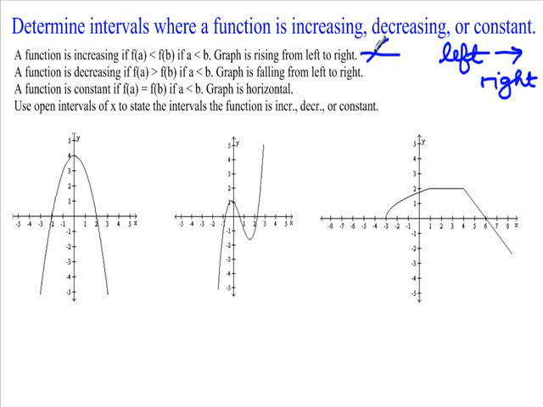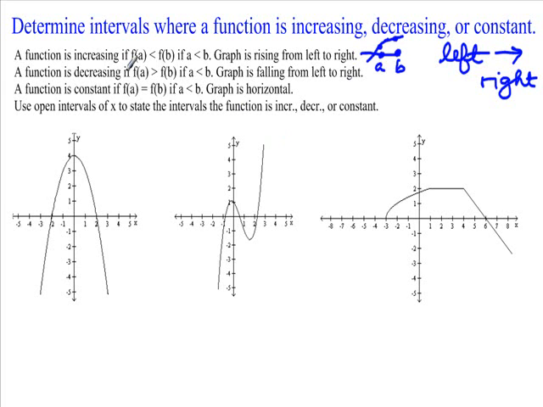So if you think about it, here's A and here's B. A less than B means A is to the left of B, and f of A has to be less than f of B. So the graph is rising as we go from left to right.